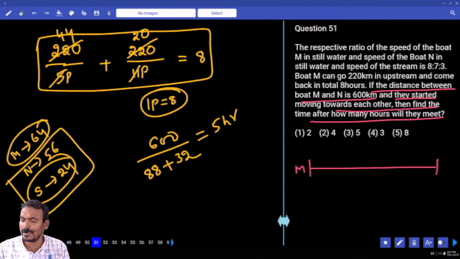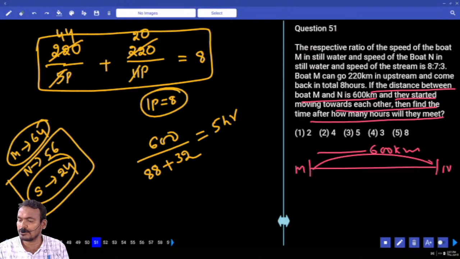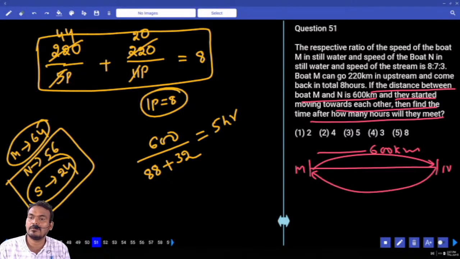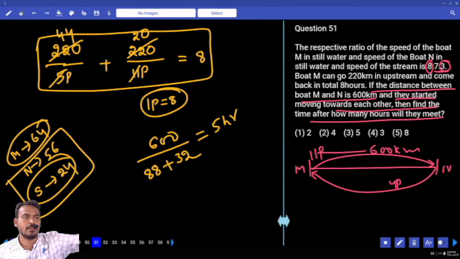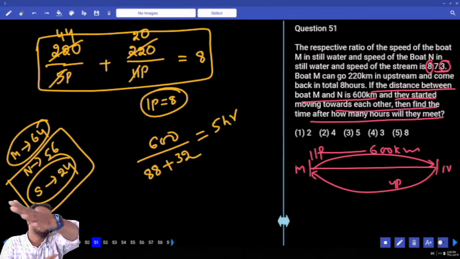One is M, another one N. What is the distance value? 600. One is moving downstream or upstream? Downstream. Another one upstream. What is the downstream speed? 8 parts plus 3 parts, 11 parts. What is the upstream speed? 7 minus 3, how many parts? 4 parts. 11 parts and 4 parts. One will be 11 part speed, another one 4 part speed.